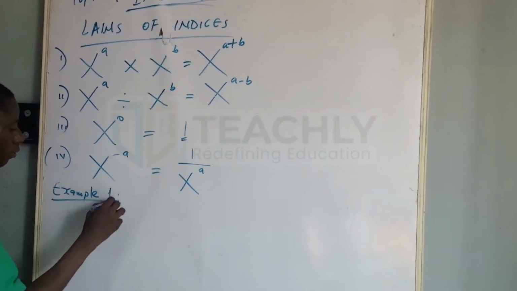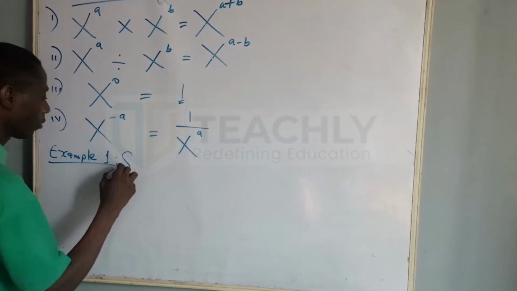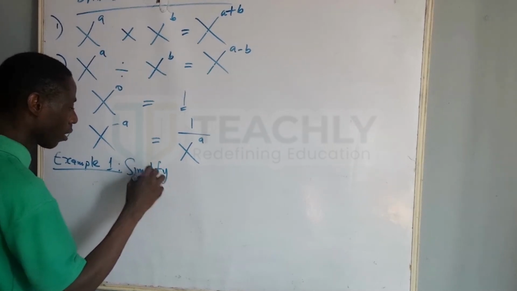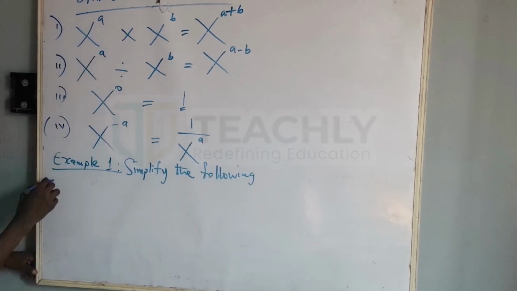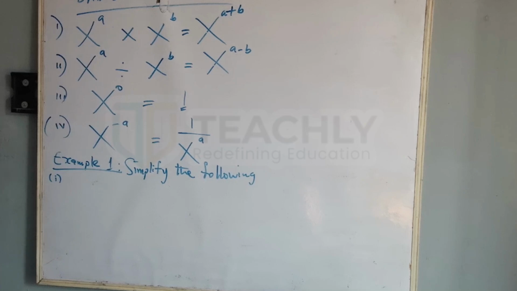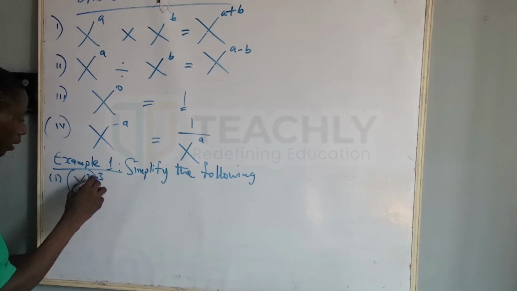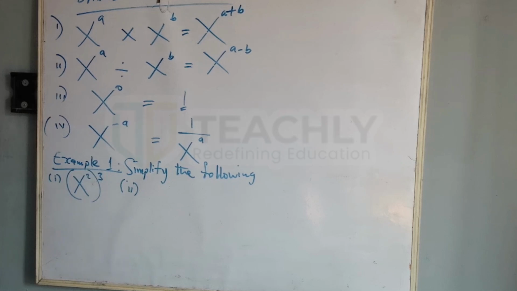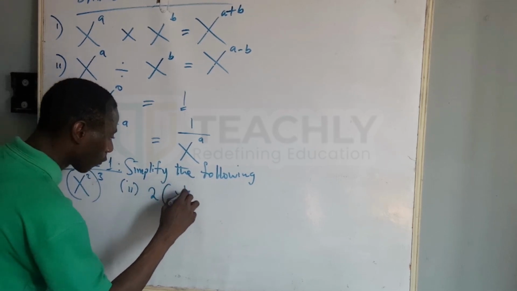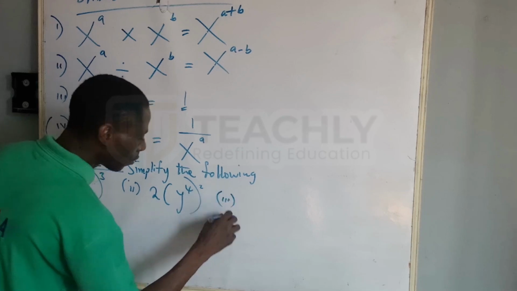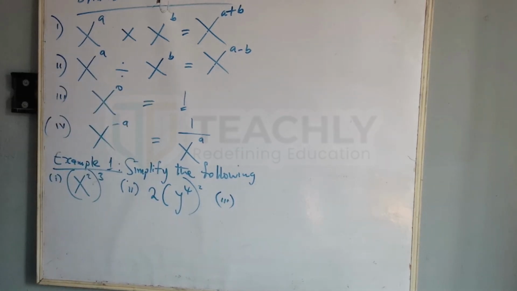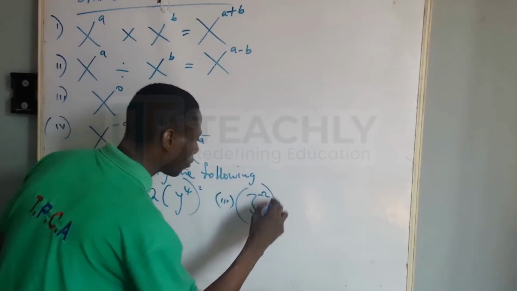Example 1. Simplify the following. 1. We have (x to the power 2) squared, to the power 3. 2. We have 2y to the power 4, bracket 2. 3. We have e to the power minus 2, bracket minus 3.